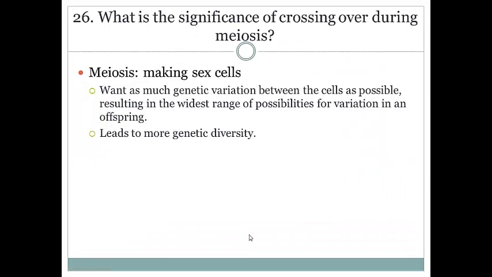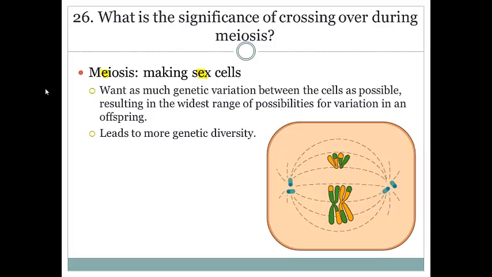What is the significance of crossing over during meiosis? Meiosis is making sex cells. The way that I remember this, meiosis, the second letter is E, and in sex, the second letter is E. So this is making gametes or sex cells. We want as much genetic variation between cells as possible. We want to get the widest range of possibilities for variation in an offspring. That's the whole point of sexual reproduction, is to get that variation. That's why organisms spend so much energy making these sex cells and attracting mates and raising offspring, because we need that genetic variation. So this leads to more diversity in a population.